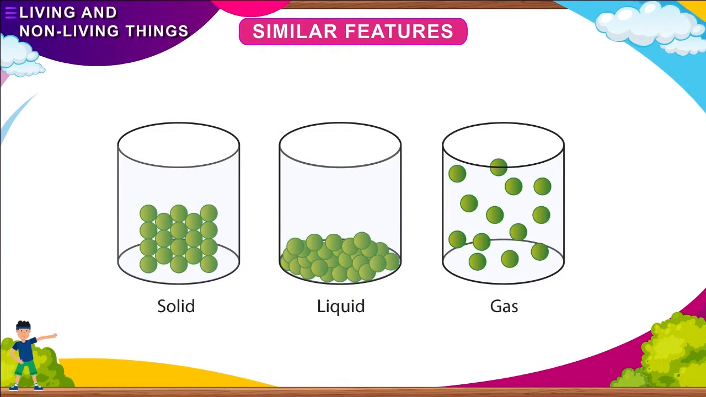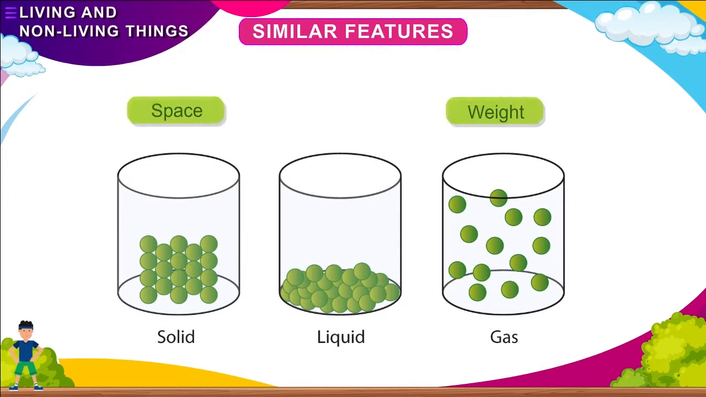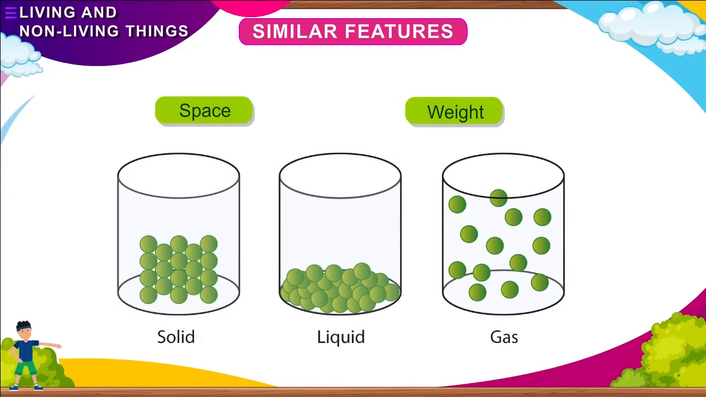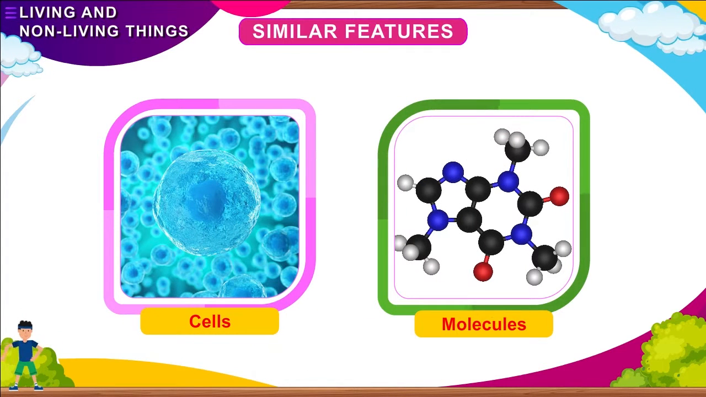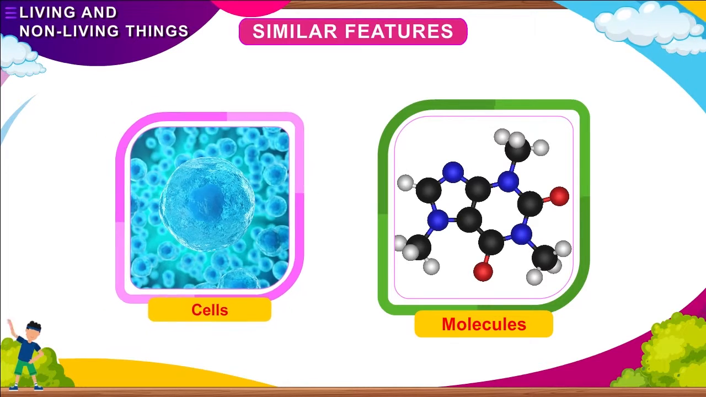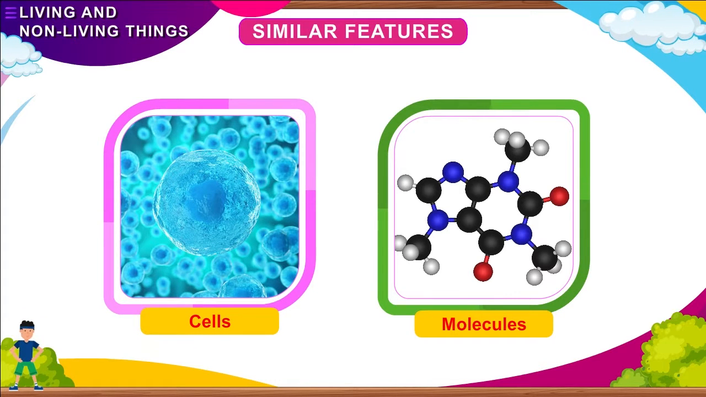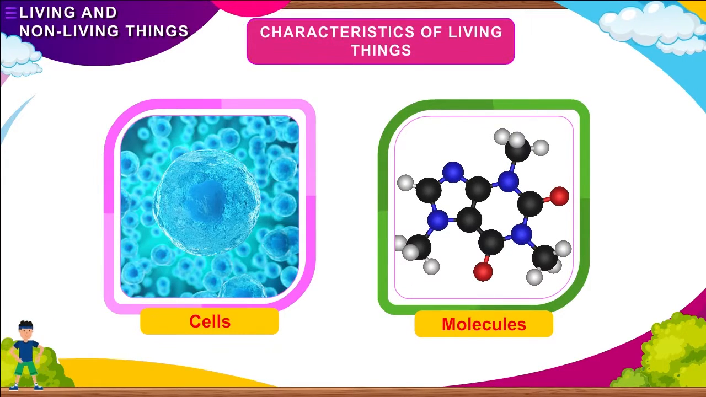Similar features. All living and non-living things are made up of matter, that is, they both occupy space and have weight. All living things are made up of smaller units called cells, and non-living things are made up of smaller units called molecules.